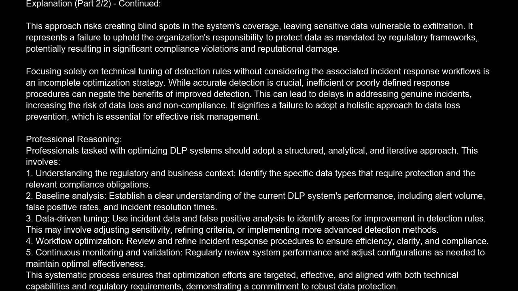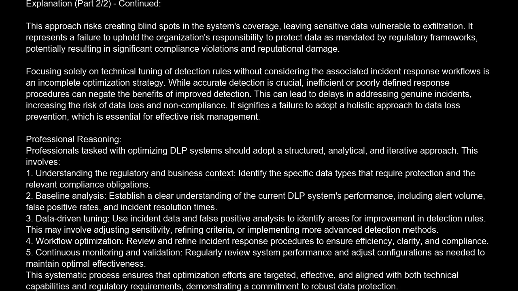Focusing solely on technical tuning of detection rules without considering the associated incident response workflows is an incomplete optimization strategy. While accurate detection is crucial, inefficient or poorly defined response procedures can negate the benefits of improved detection. This can lead to delays in addressing genuine incidents, increasing the risk of data loss and noncompliance. It signifies a failure to adopt a holistic approach to data loss prevention, which is essential for effective risk management.